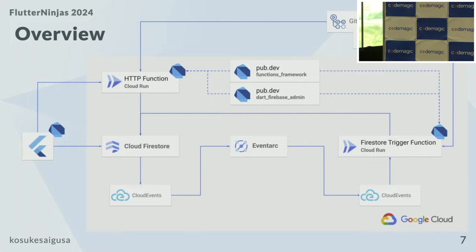These two functions, the HTTP function and the Firestore trigger function, are using two important packages. One is Functions Framework, and the other is Firebase Admin. So this is the overview of the architecture. Let's check each component step by step.